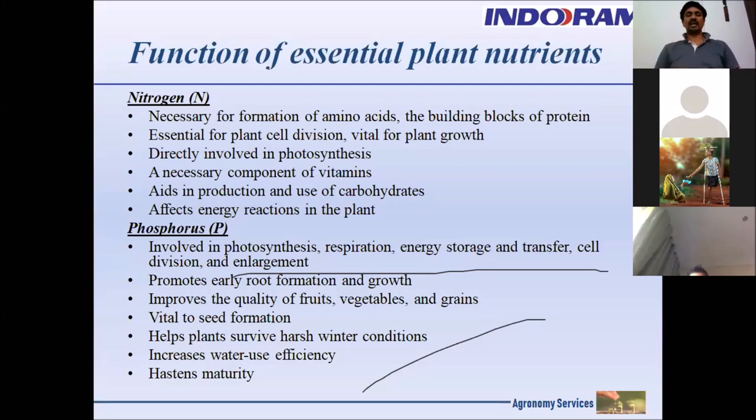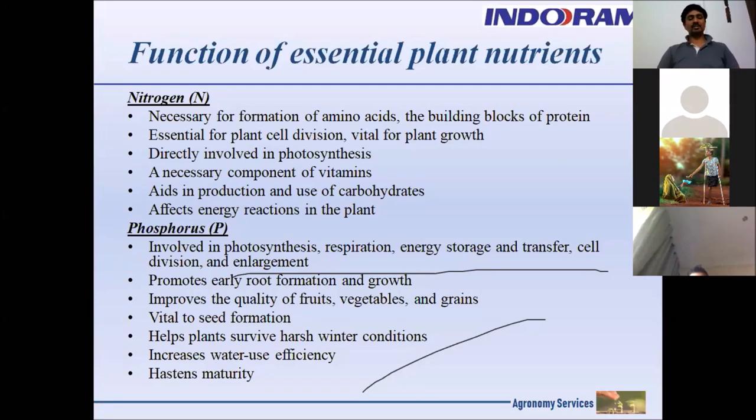The next nutrient is phosphorus. We all know that this helps in root development. The utmost important role of phosphorus is to develop the plant root. That's why it is required at the initial stage. Phosphorus is always required at the initial stage. So very little benefit is seen when we apply phosphorus as a top dressing fertilizer. It also helps in storing food, and it improves the quality of fruit and vegetables.